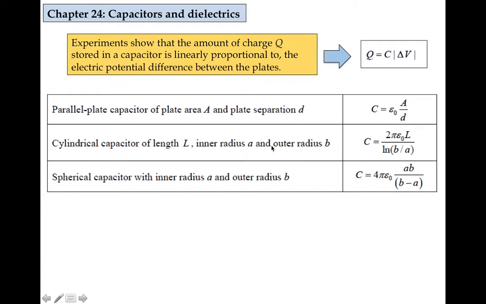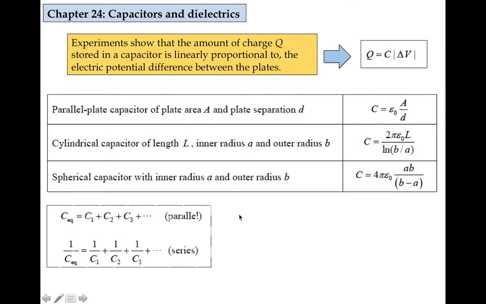And then you have the cylindrical capacitor, which has a length L of the cylinder, where A is the inner radius and B is the outer radius. Again, it depends on geometry and the medium, which in this case we choose as vacuum. And the spherical capacitor has two concentric spheres, with inner radius A and outer radius B. Again, the capacitance is in terms of the geometry, A and B, and the space in between them.